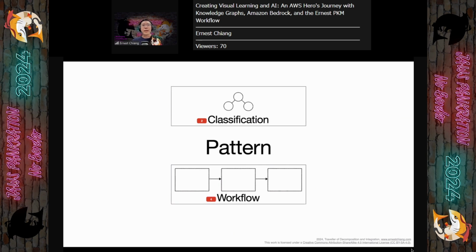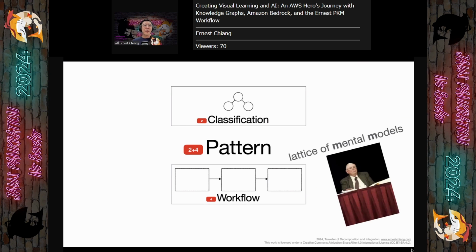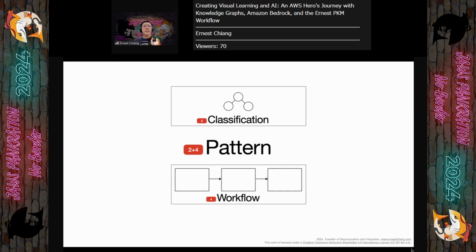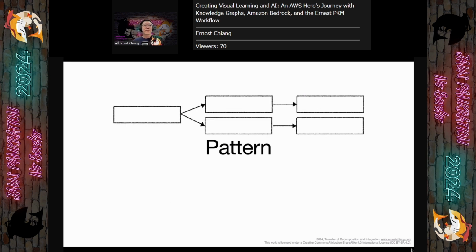Pattern is actually combined with classification and the workflow. So this is not yet number five. It's a combination of number two and the number four. Pattern has some other similar names. For example, Charles Munger called it mental models, and Minerva University called it HC. So this is pattern. Let's continue to move on.